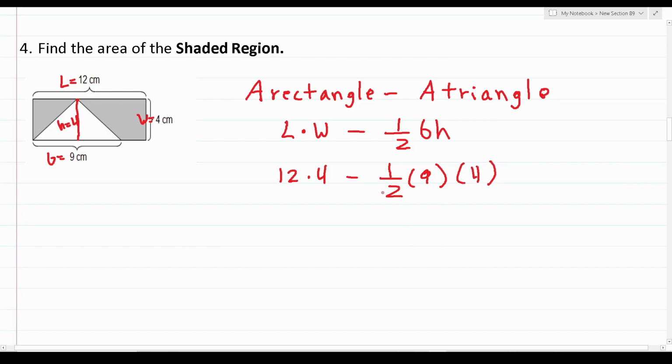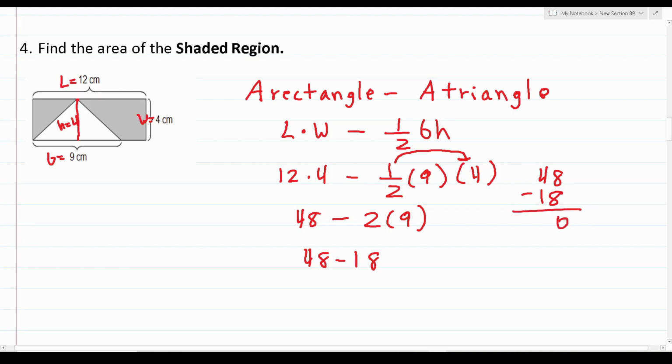All right, so let's go ahead and work this out. 12 times 4 is 48. Again, you have to know your times tables for this test. And I'm actually going to work this out the easy way. I'm going to take this 1/2 and multiply it by 4. 1/2 of 4 is 2, so this becomes 2 times 9. 2 times 9 is 18, so this becomes 48 minus 18. And if you can't work that out mentally, there's no shame in working it off to the side like this.